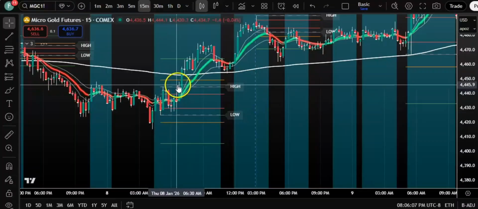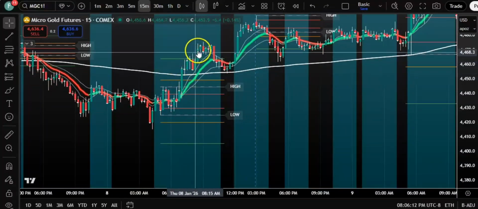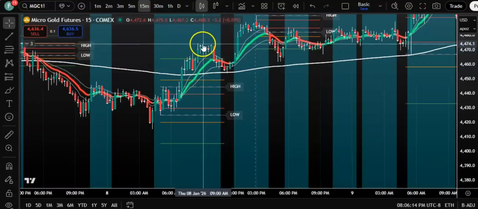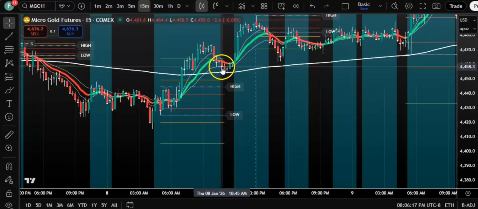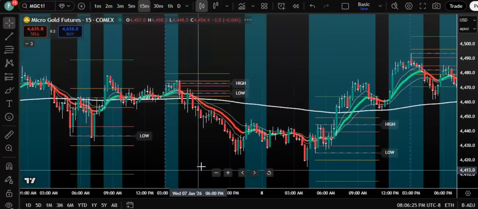And then here's another one right here. Here's the entry. Background's blue, so that aligns perfect. Goes up. If you were to hold it again, you could get out right here when it goes down, or when it crosses back down to black. This is a 15-minute, by the way. I'm on 15-minute.